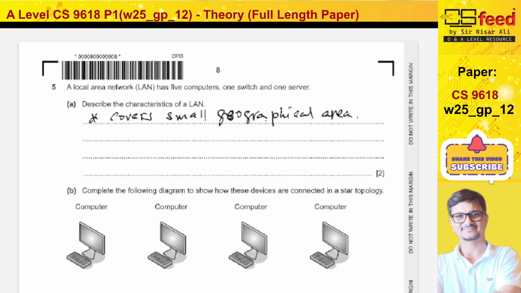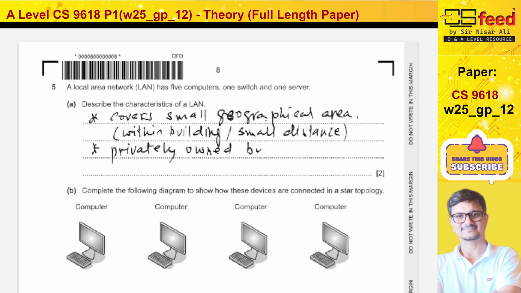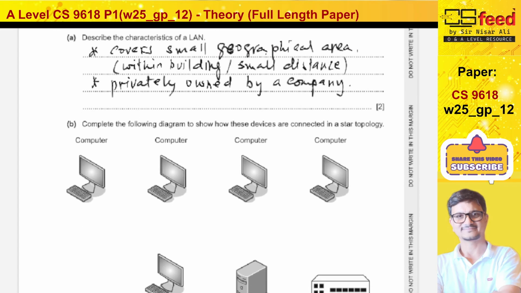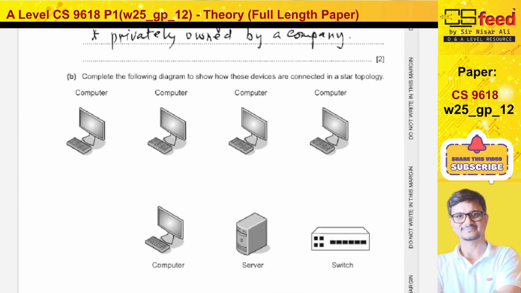Means it can be within the building, that means within the building or within a small site. Small distance. All right, but the important point to write over here is the small geographical area. Writing this is important. And it is privately owned by a company. So the company owned it. Each and everything used in this network is owned by the company, is bought by the company.